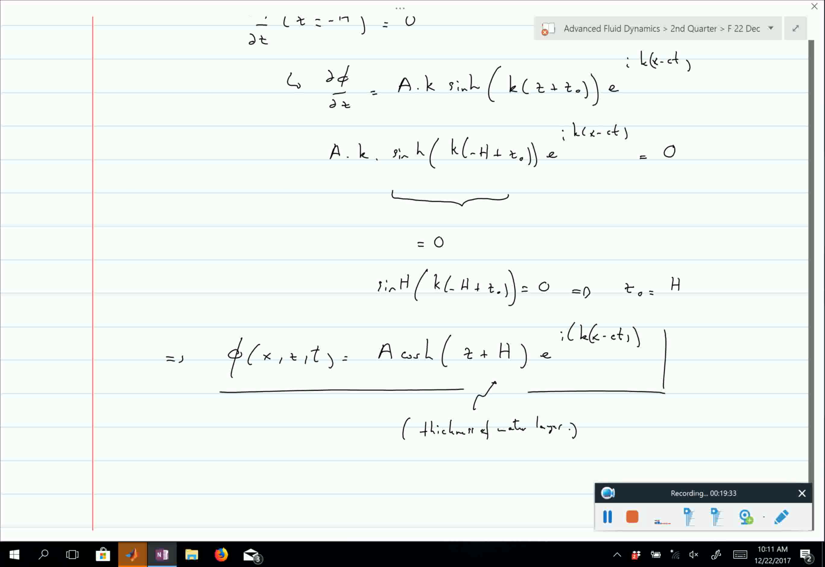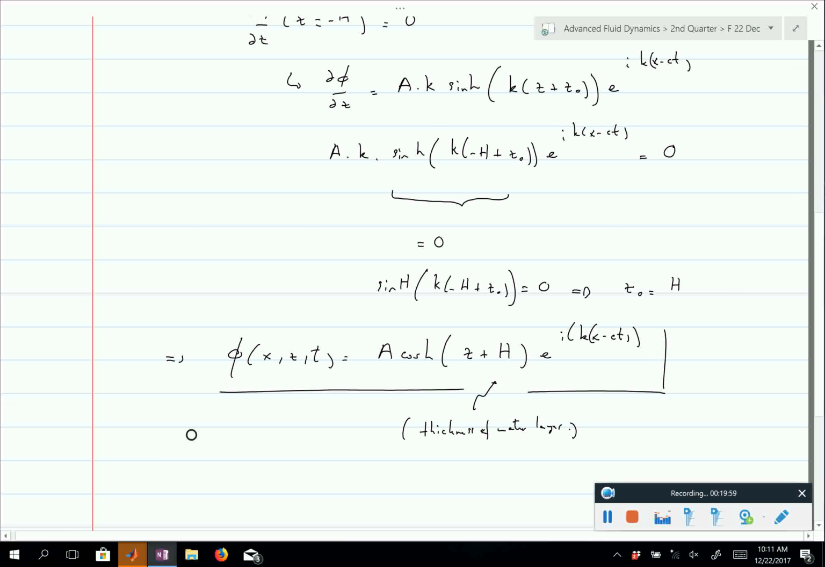Yeah? So these are the solutions that we are now going to plug into the boundary conditions, and what we are trying to get out is the relationship between the wave number, or the wavelength, and the wave speed. That's what we are going to do now. Everything that we do, this is the solution that we essentially begin with.